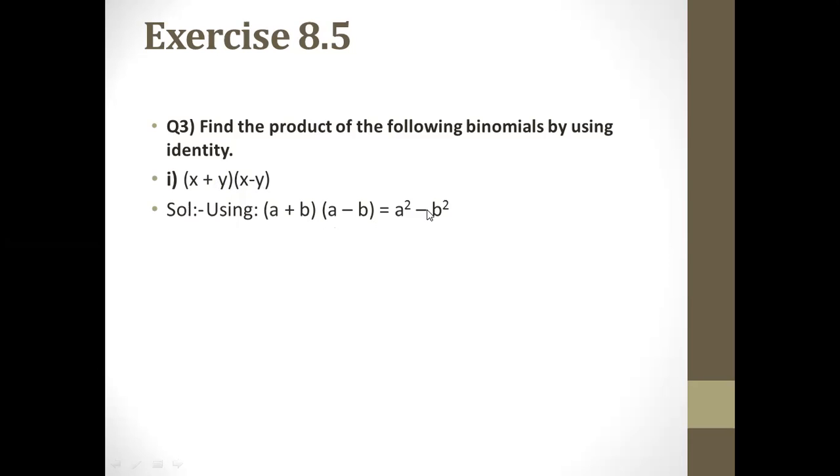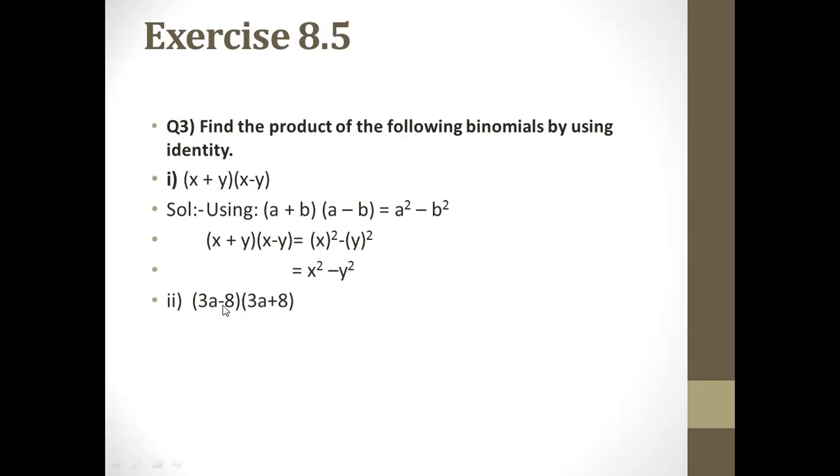The first term square minus second term square. Easiest formula: (a plus b) into (a minus b) is a square minus b square. So the first question is (x plus y)(x minus y). So the first term x square minus y square. So we get x square minus y square.